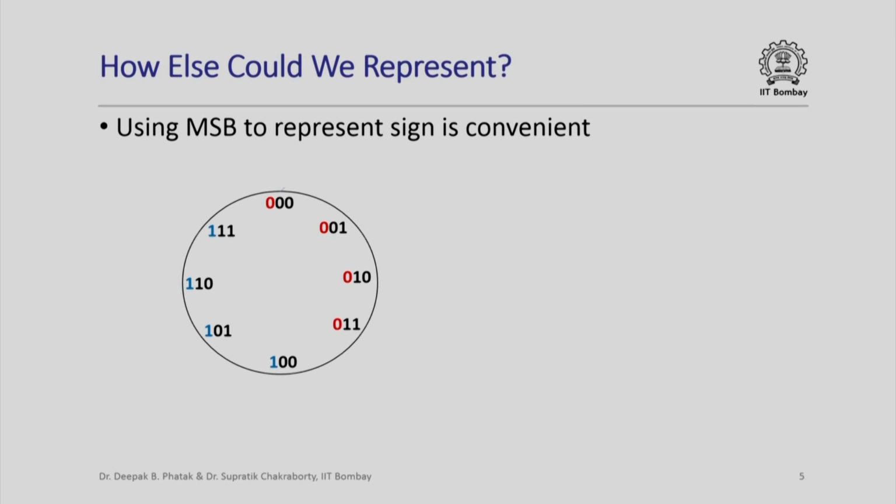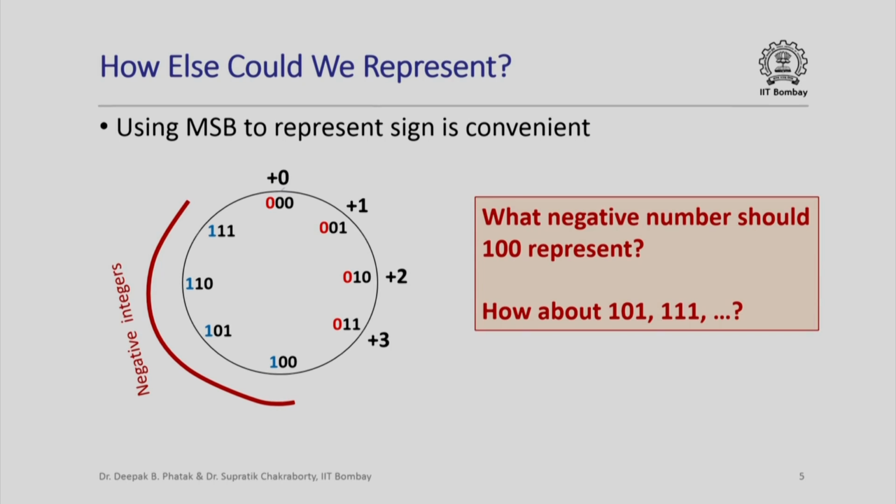So here is our circle again, and if we say that our MSB still represents the sign, we know that these are plus 0, plus 1, plus 2, plus 3. Now what about these? Here the MSB is 1, and so these must represent negative integers, but what negative integer should we let each of these sequences of zeros and ones represent? So for example, what negative number should 100 represent, what should 111 represent, and so on.